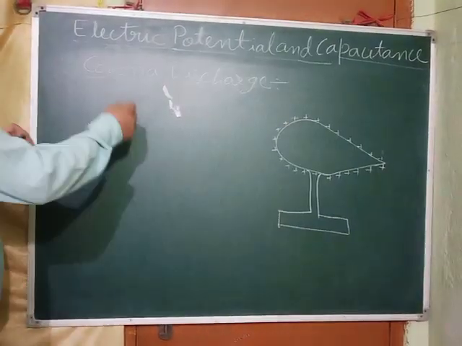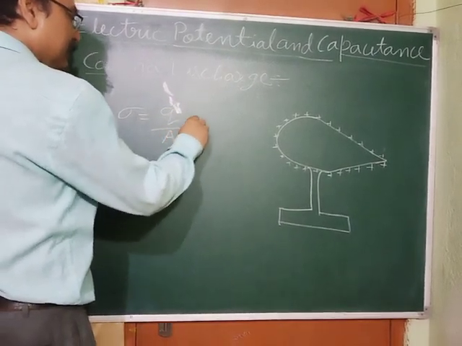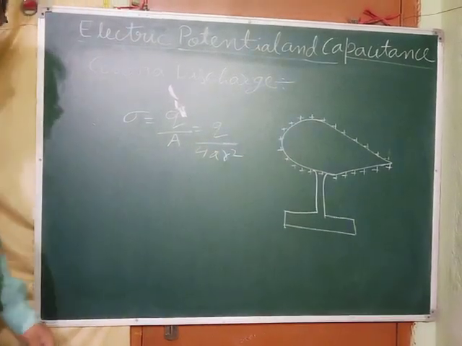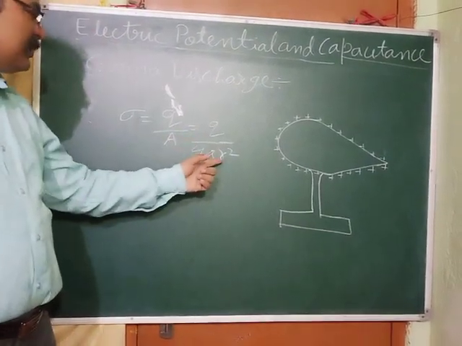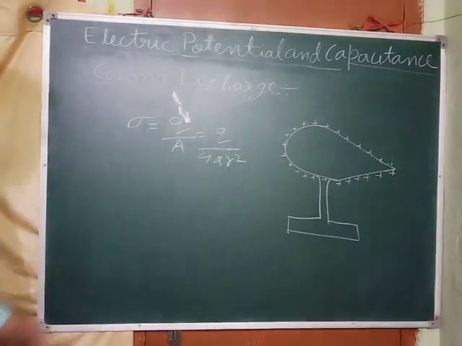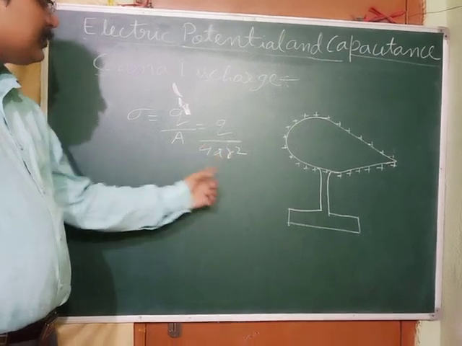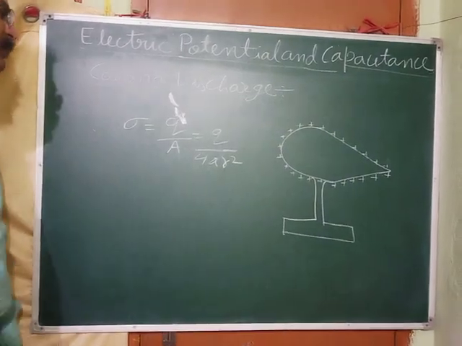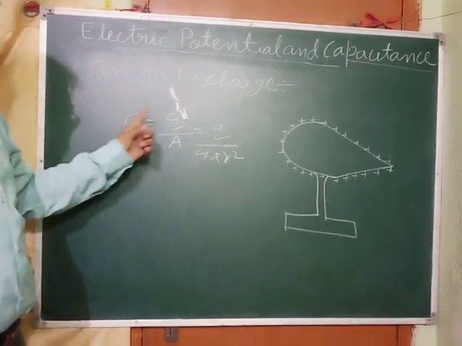Now what is surface charge density? This we know very well. It is Q upon area, that is Q upon 4 pi r square, for a sphere. Wherever the radius of curvature, I think you remember from class 10th, is large, the denominator is more, so surface charge density will be less. And wherever the radius of curvature is small, the denominator will be smaller, so surface charge density will be larger.